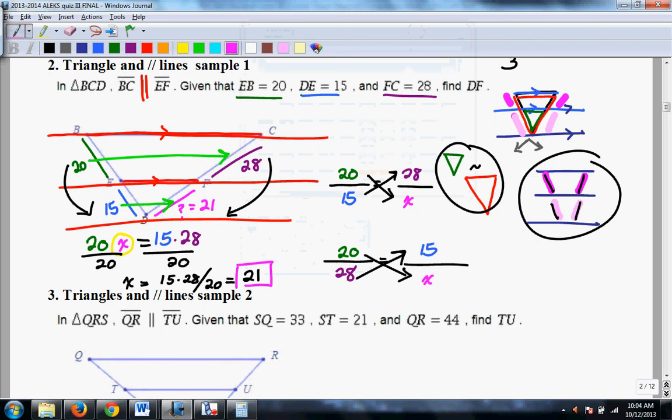Now what's nice is just check the ratio here. The ratio of 20 to 15, 5 goes in there 4 times, 5 goes in there 3 times. Let's check over here, 28 and 21. 7 goes in here 4 times, 7 goes in here 3 times. Aha! Check. It works.